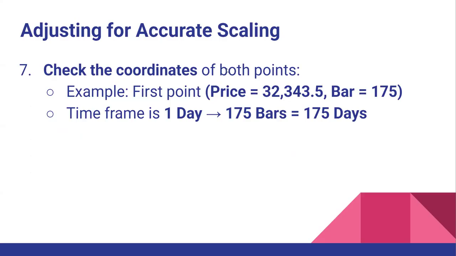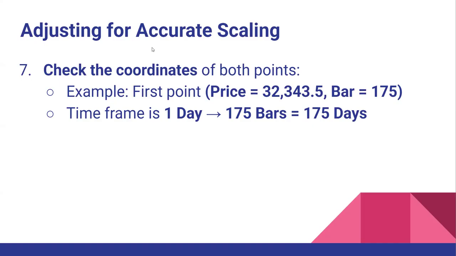How to adjust for accurate scaling? What happens is, if you click on the Gann fan, you will get two coordinates. One at the bottom, one at the top, because you are taking the Gann from the low to the high. So at the low level, one price will be there, and another at the top. So you will be getting two coordinates for the top and the bottom.